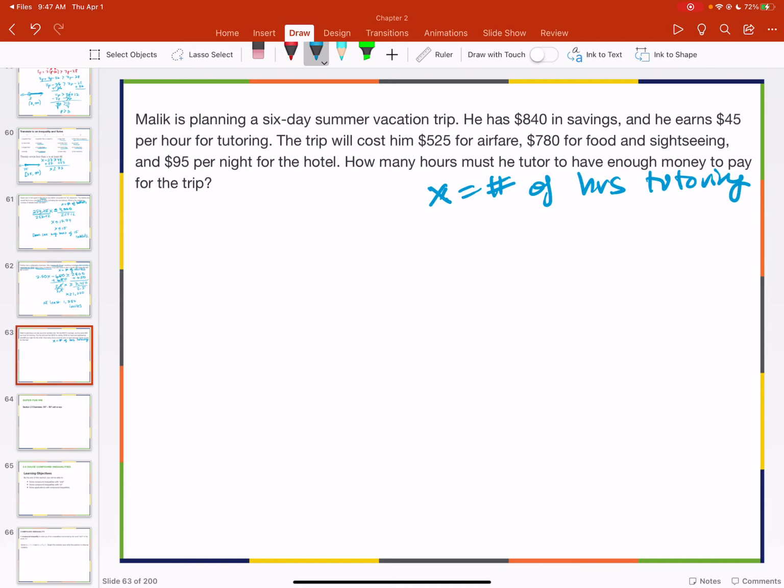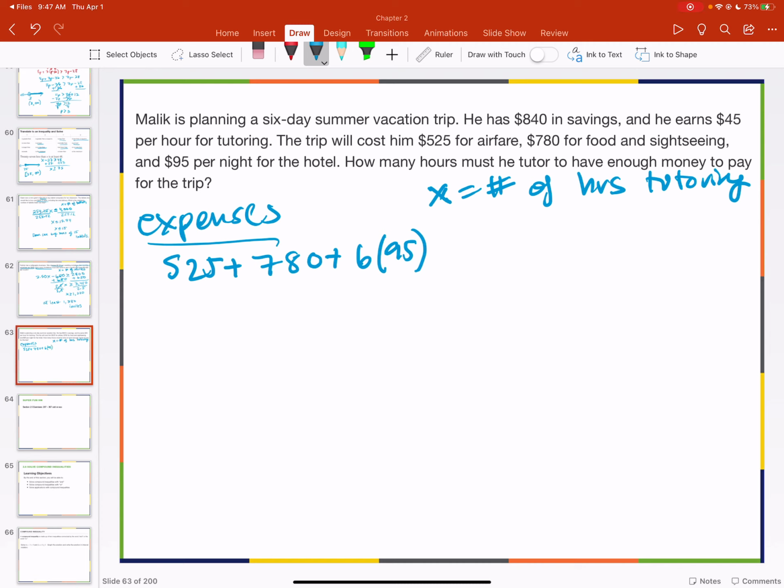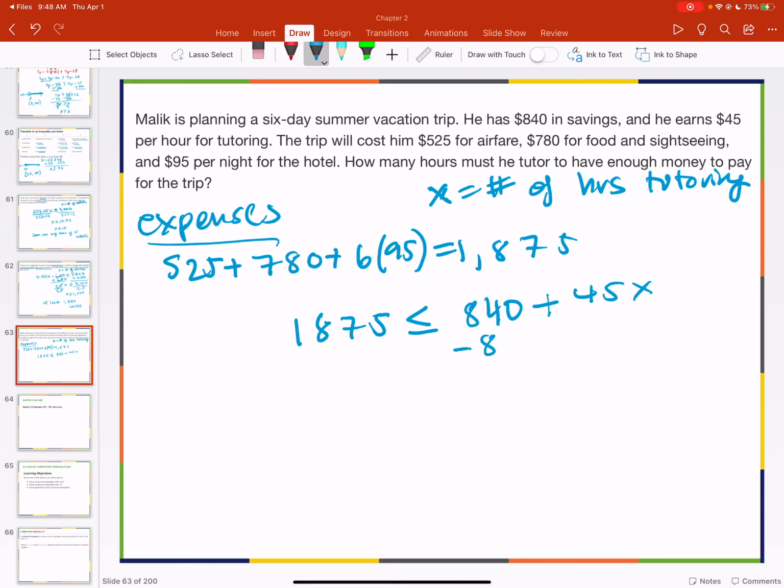So what's the expenses? Expenses are going to be $750 plus $780 plus, and then $95 per night. So 6 times 95. So that's going to be a total of 1,875. Now that's the expenses. Now the amount that he earns is going to be 840 he has in savings, plus $45 times each hour of tutoring. So that's it. And this is what we need to solve.